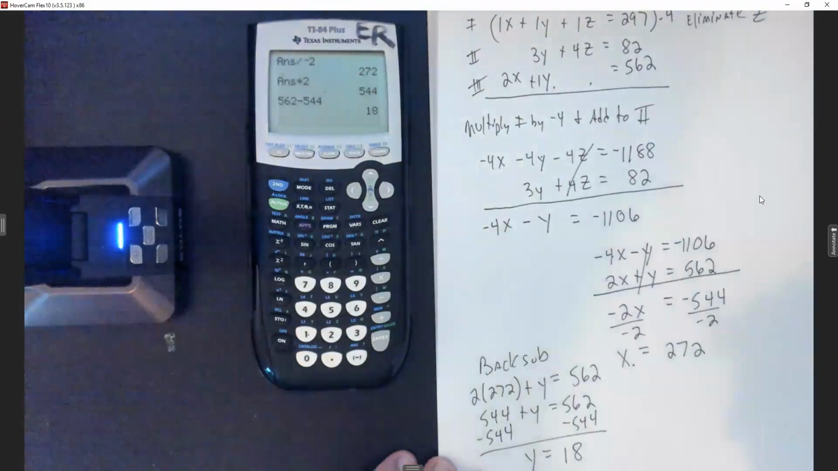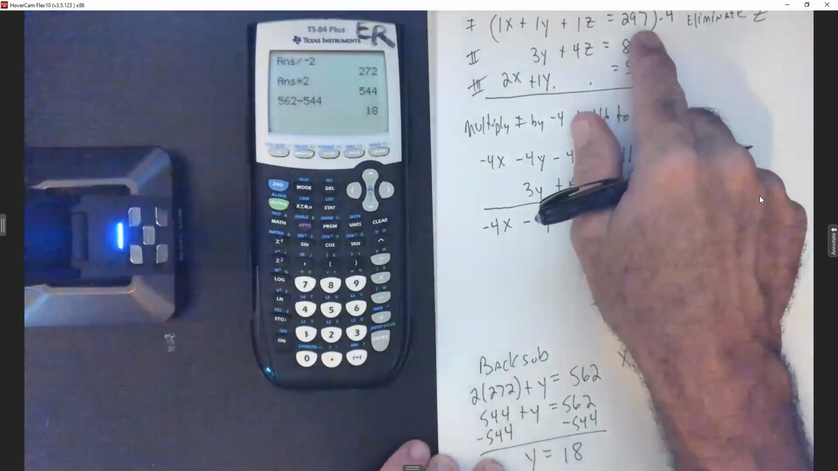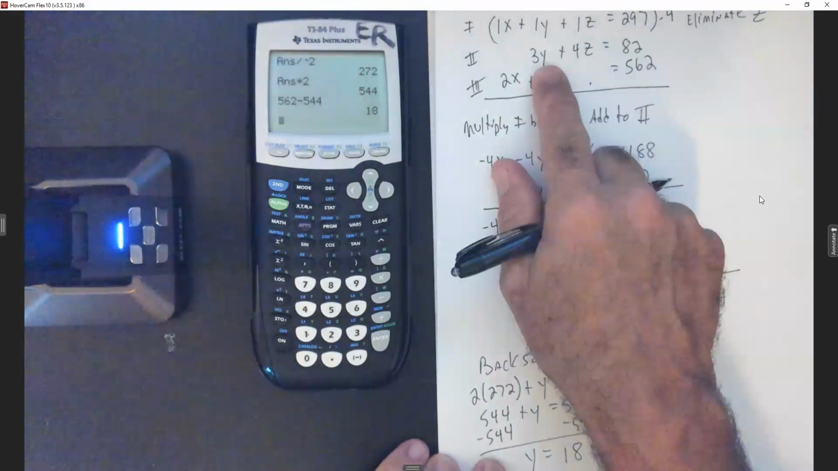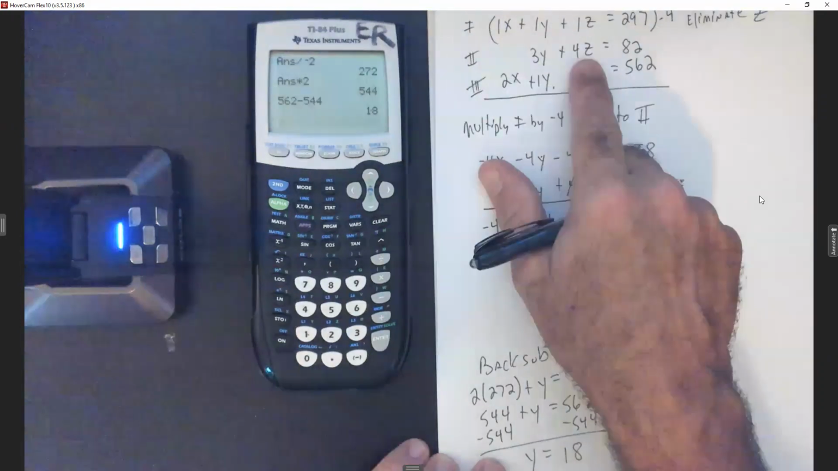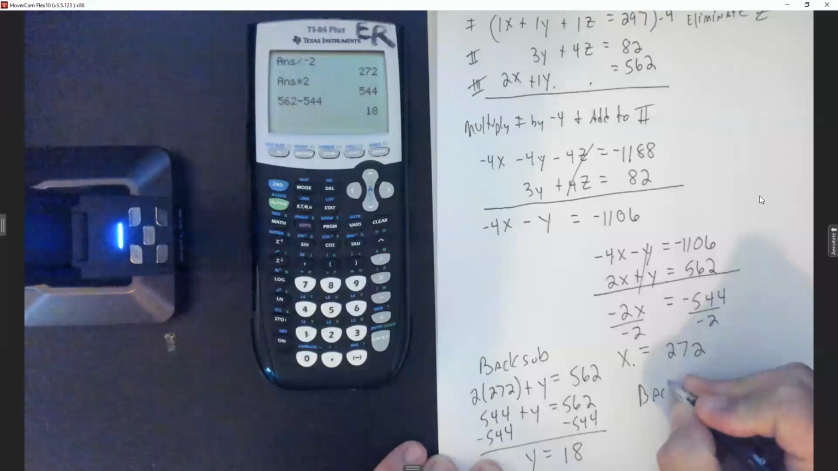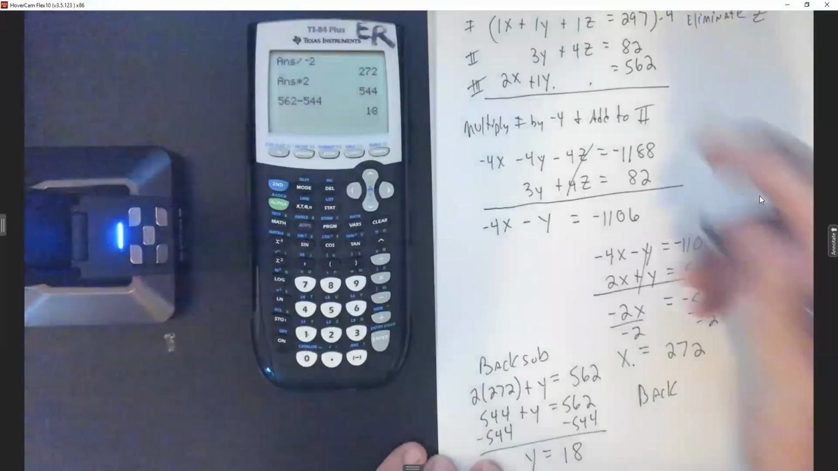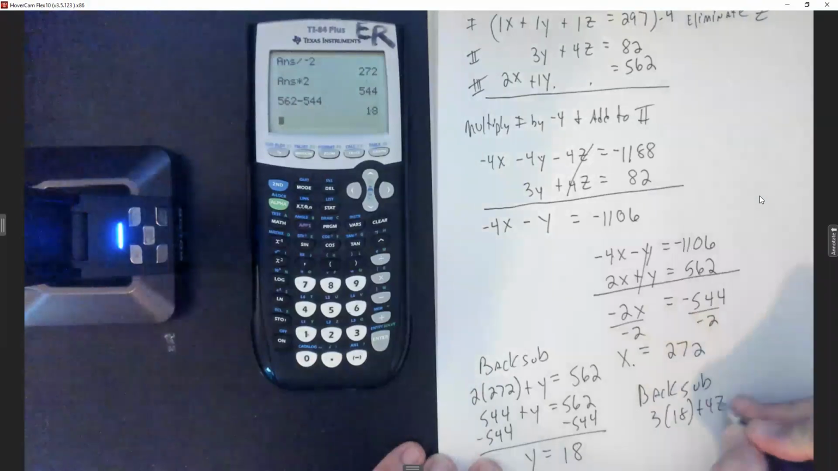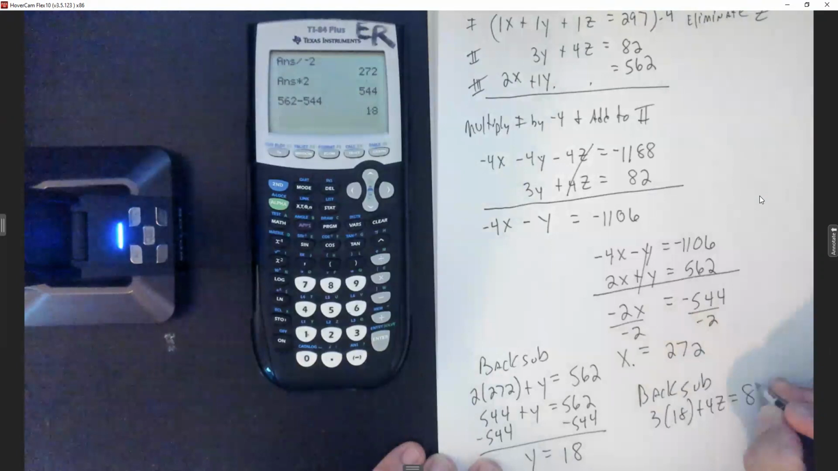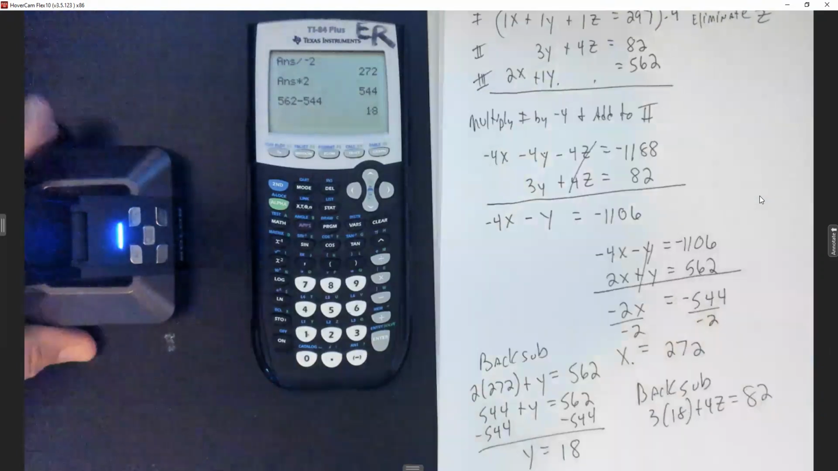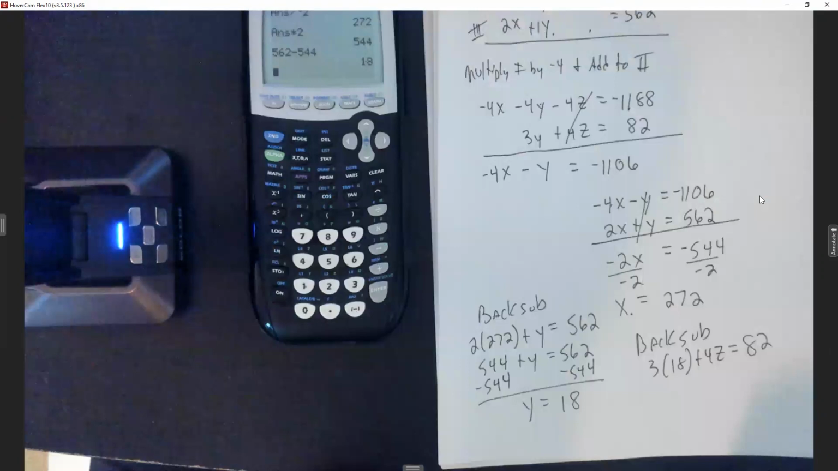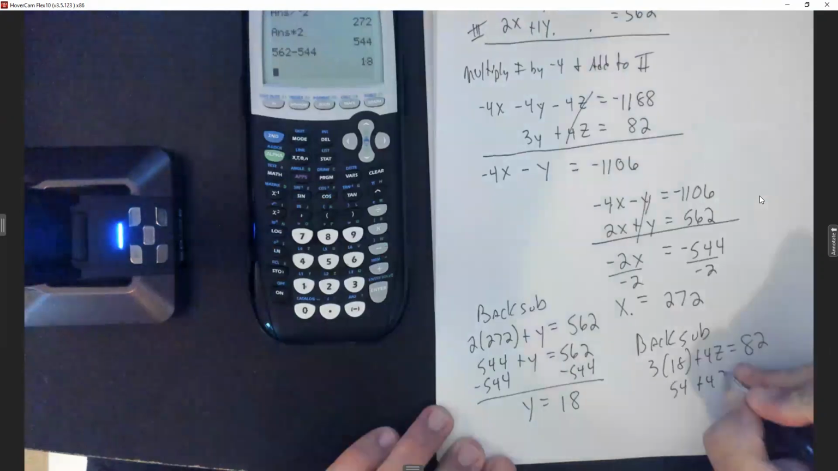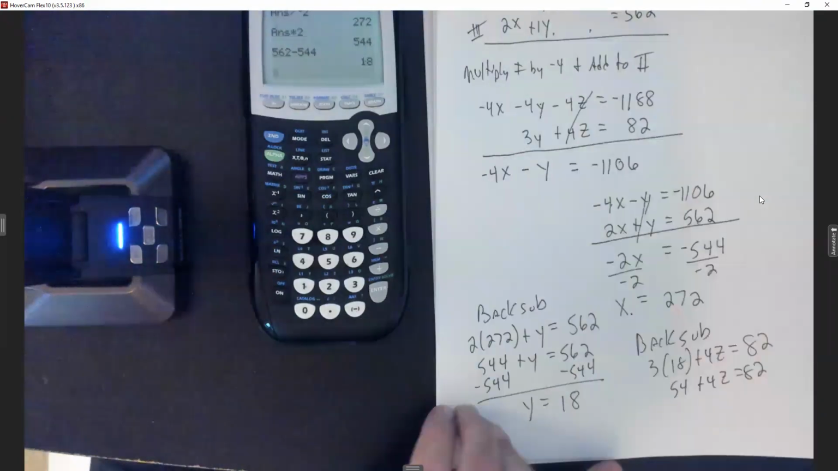Now, I know the x and I know the y. I could use this equation, or I can use this one because I know the y. I can get the z really quick. So I'm just going to back substitute into that one because it's only got 2 parts. So 3 times y, which is 18, plus 4z is going to equal 82. All right, so let's see. 3 times 18 is 54, plus 4z equals 82. Next, I would subtract 54.